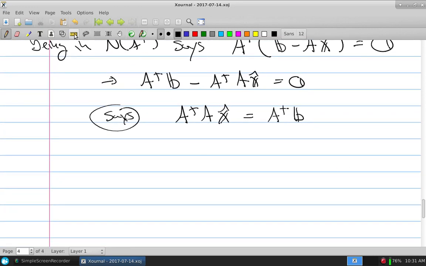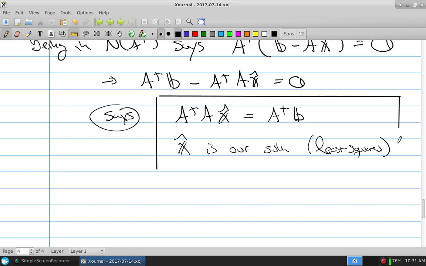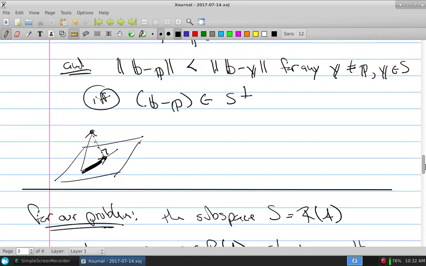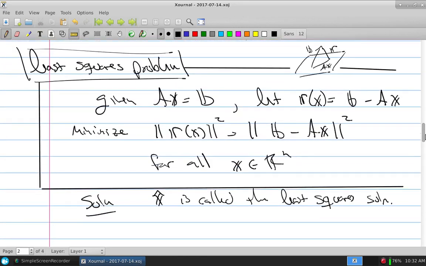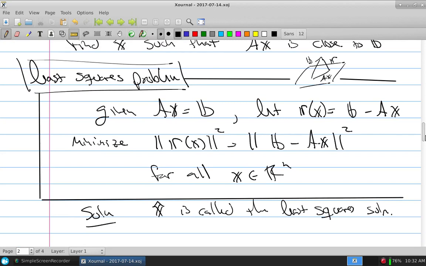So that means where x hat is our solution for the least squares. So the problem has become this. What is the least squares problem? The least squares problem started out as, if we write way back here, what's the least squares problem? Minimize this right there over the entire range of A, the infinite number of x's.